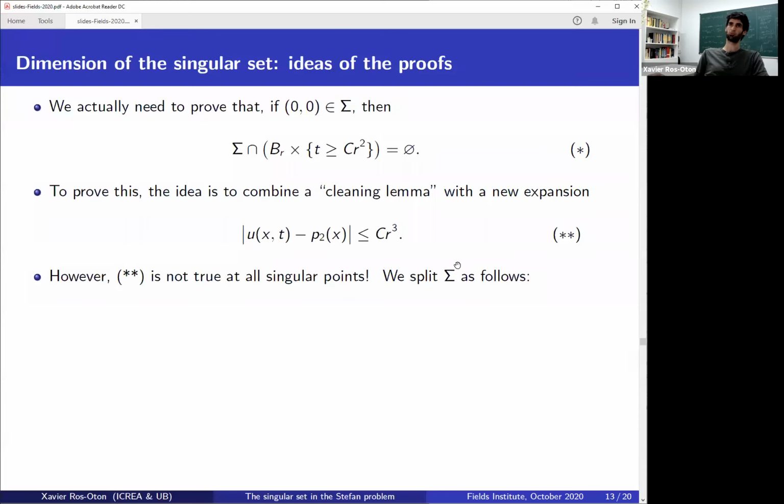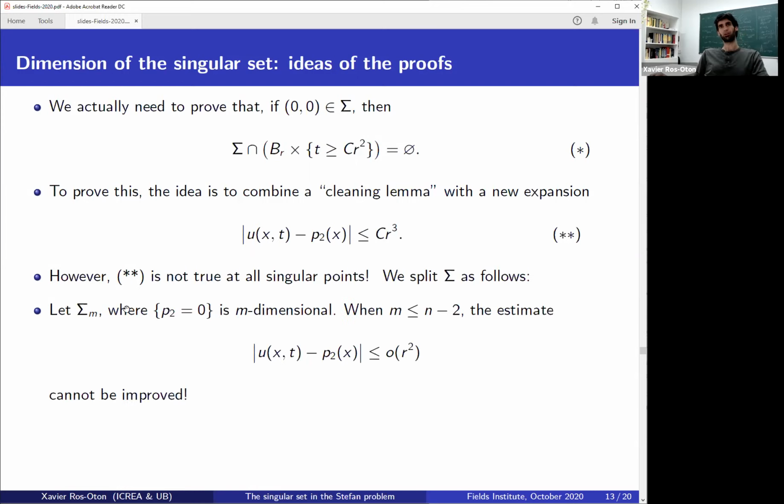Okay, and then basically we have to split the singular set into 3 pieces. And then I define sigma m, the set where the zero set of the polynomial of the blow up is m dimensional. Okay, so depending on the zero set of the blow up, if it has dimension m, then I call this singular set sigma m. Okay, and then what happens is that when this set is small, so when m is smaller than n-2, then this estimate, the original estimate of Caffarelli, Monod, Blanchet, cannot be improved. So we cannot do anything about that. Okay, so it is hopeless.